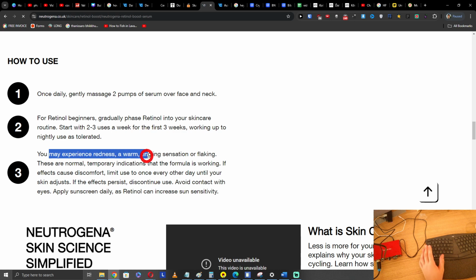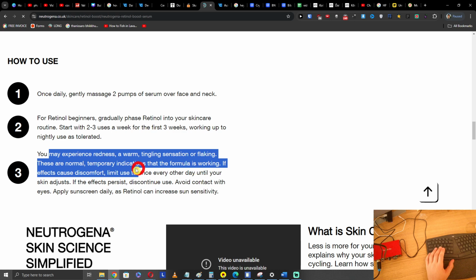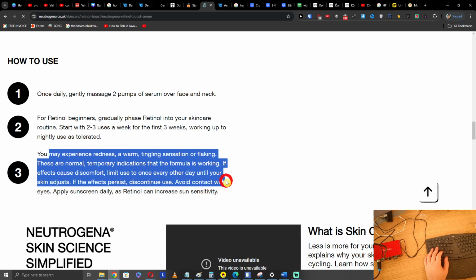And you may experience redness, a warm tingling sensation, or flaking. These are normal, temporary indications that the formula is working. If the effects cause discomfort, limit use to once every other day until your skin adjusts. If the effects persist, discontinue use.